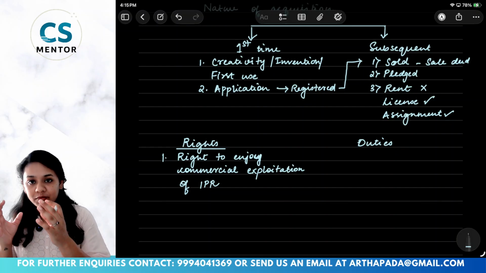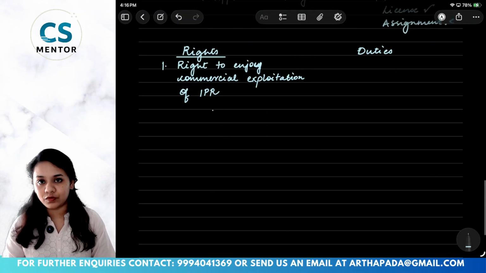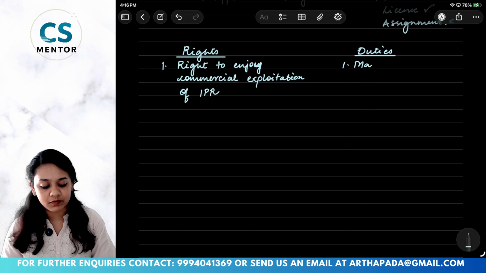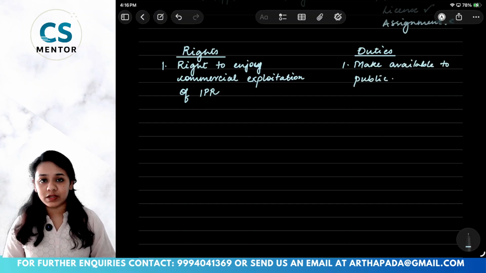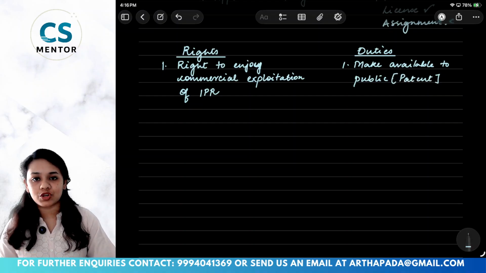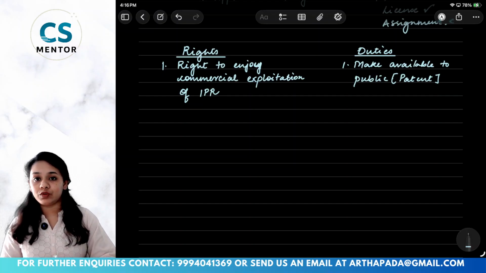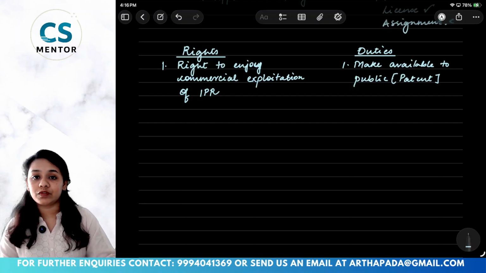But the fact that you have been granted this protection doesn't mean that you just keep it with you, but rather you have to make it available to the public. The requirement of IPR is that, first and foremost, you have to make it available to the public. Now, this really depends on the nature of the intellectual property. The main example is patent, because you're not allowed to take a patent and keep it for yourself. You have to make it commercially available for people to use. So that ends up becoming a duty of the patent holder.